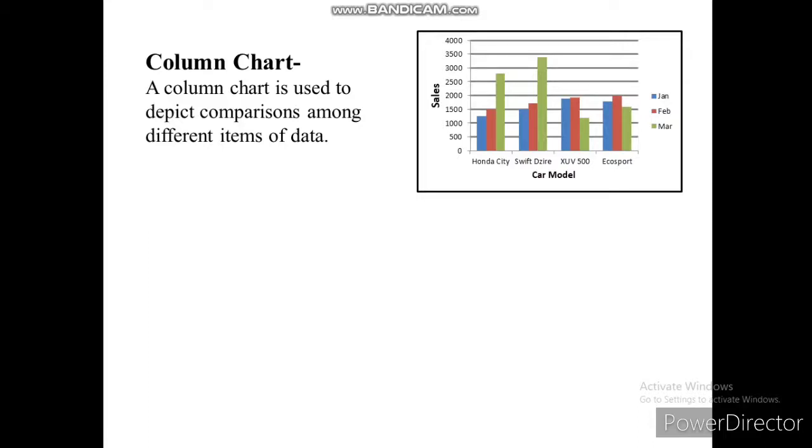In this type of chart, values are represented on the vertical axis and categories are represented on the x-axis, right? You can see in the figure, Honda City, Swift Desire, XUV 500, EcoSport are the categories and they are represented on the x-axis, whereas sales is the data which is represented on the y-axis. In the column chart, each bar represents the value of one item of data, right?